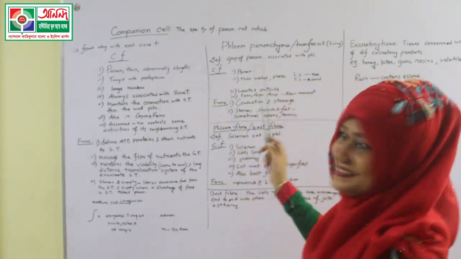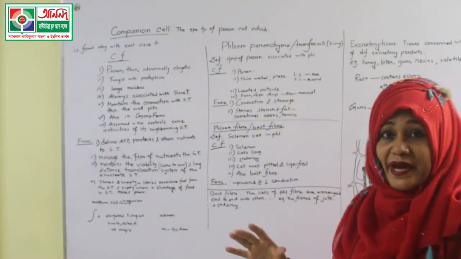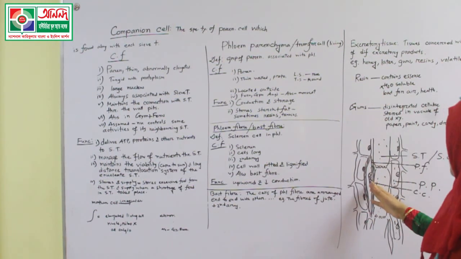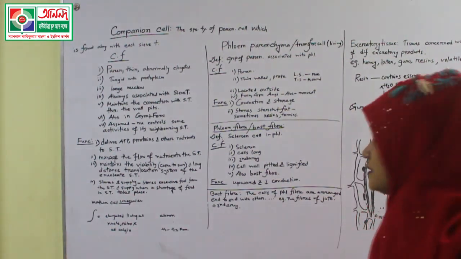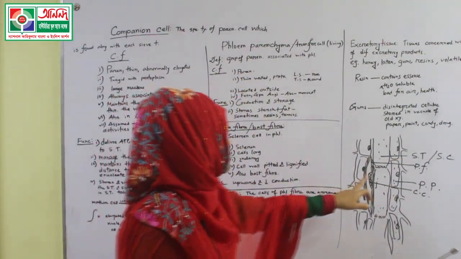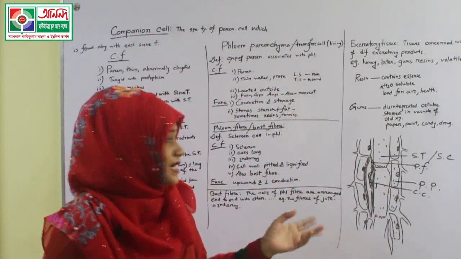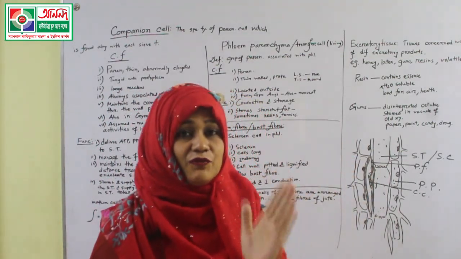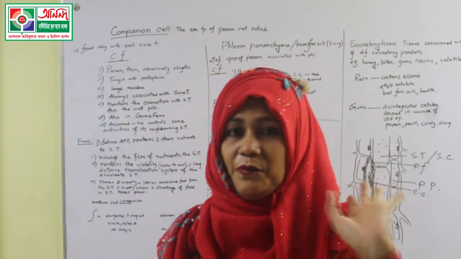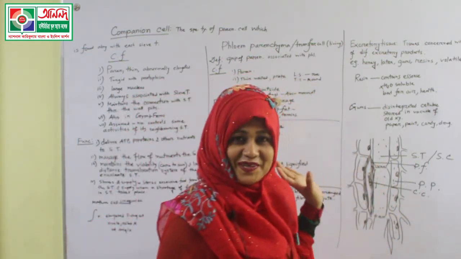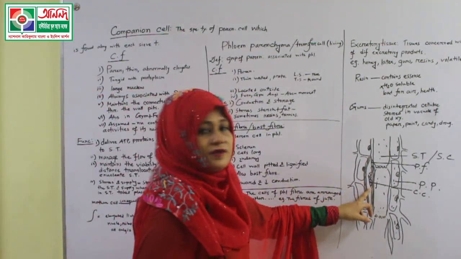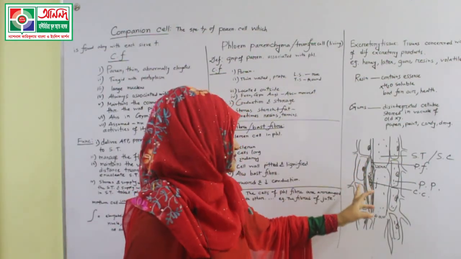Companion cells, the special type of parenchymatous cells or parenchyma cells which are found in association with the sieve tubes, are known as companion cells. They always remain with the sieve tube, with each sieve tube, each companion cell giving it company. Now the characteristic features. Think about this and look over this.